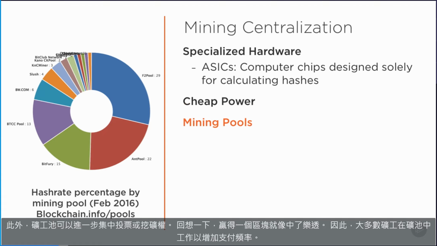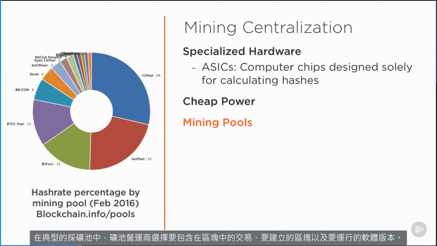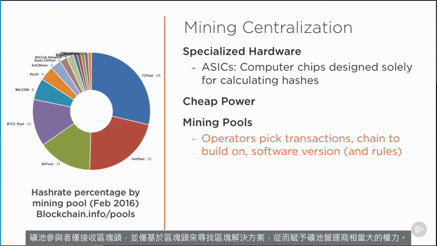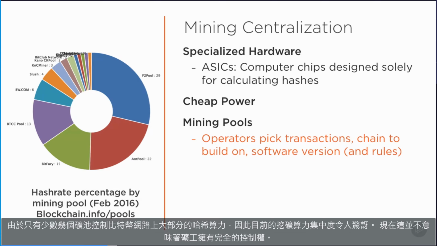Also, the pooling of miners has further centralized voting or mining power. Recall that winning a block is like winning the lottery, so most miners work in pools to increase the frequency of payouts. In a typical mining pool, the pool operator chooses the transactions to be included in a block, the block to build on, and the version of software to run. The pool participants only receive the block header and work to find block solutions based on that alone, thereby giving the pool operator a substantial amount of power.